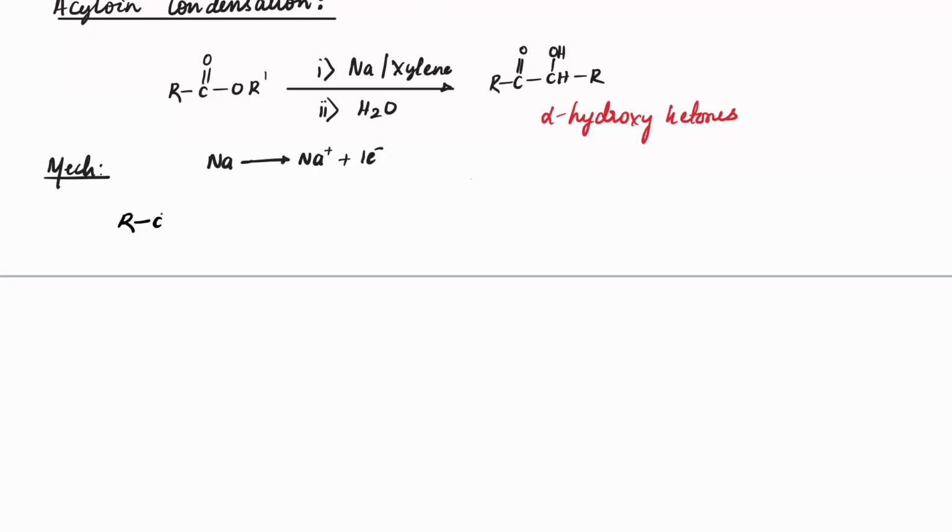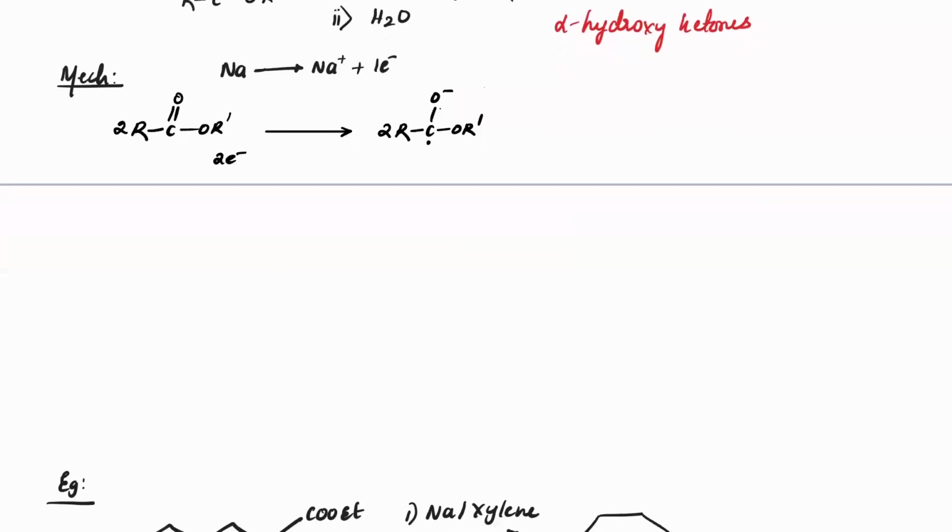So then we have R, C double bond O, OR', 2 moles. Now imagine I made 2 moles attack here. So what do I get? 2 moles of R, C, O minus dot and OR'. And these two radicals will get terminated: O minus dot and OR' plus C dot O minus R and OR'. These two will get terminated.